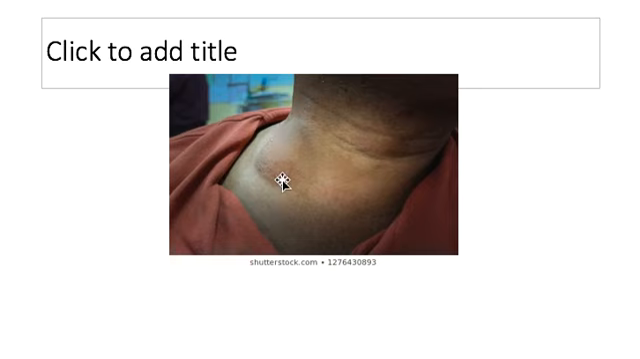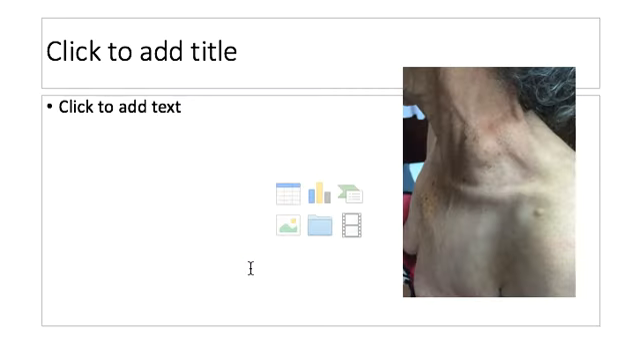Firm, it's a lymph node. Cystic, it's a lymphatic cyst. If it's pulsatile, you could just say without any problem, it's a subclavian aneurysm. Look at this one.